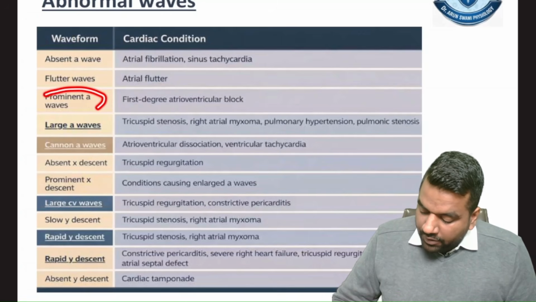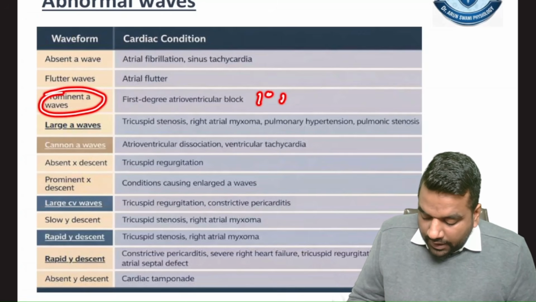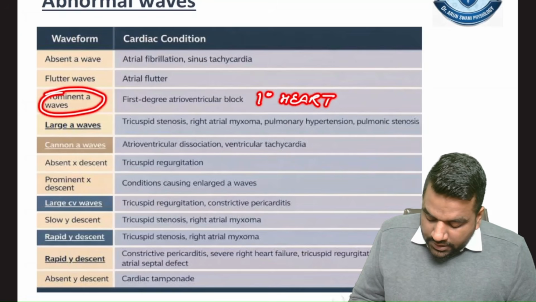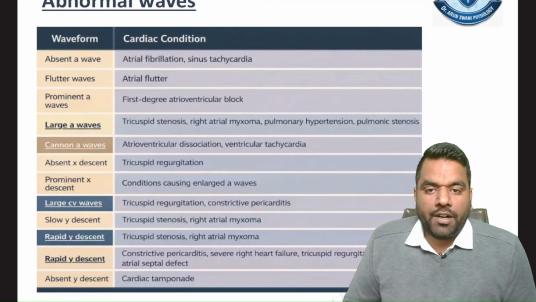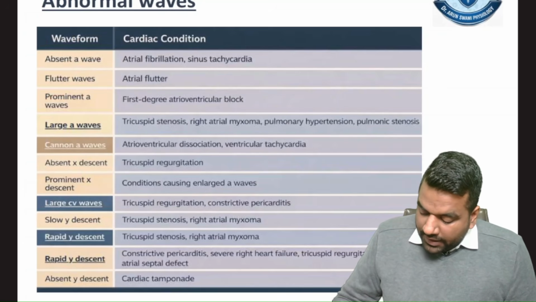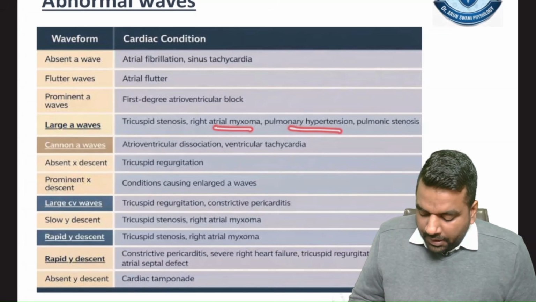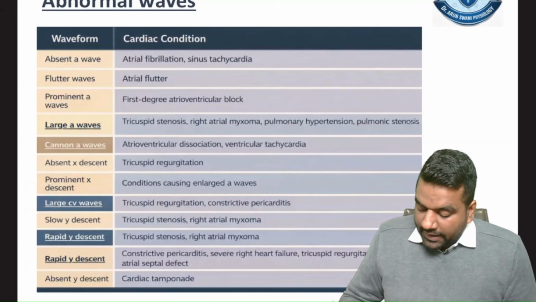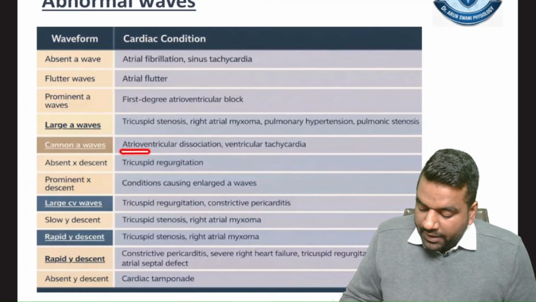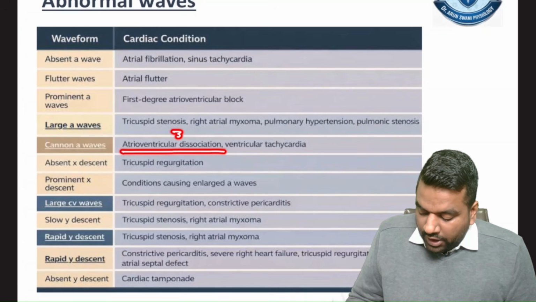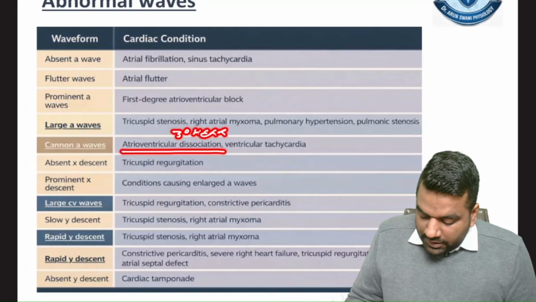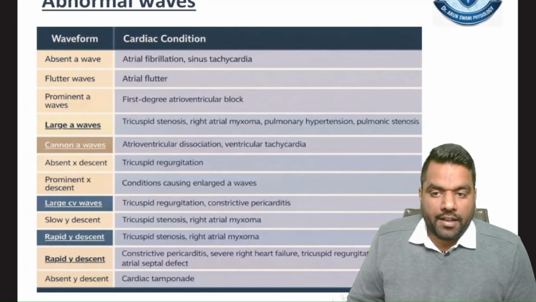Prominent A wave will be seen in first degree heart block, which is also called first degree atrioventricular block. Then large A wave is due to tricuspid stenosis, right atrial myxoma, pulmonary hypertension, pulmonic stenosis. And Cannon A wave is seen in atrioventricular dissociation, which is third degree heart block, and is also seen in ventricular tachycardia.